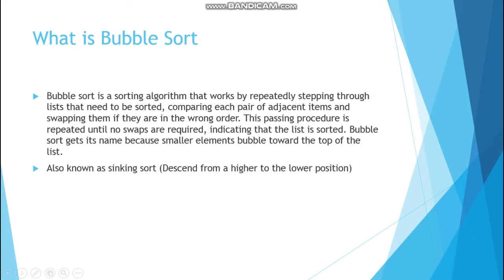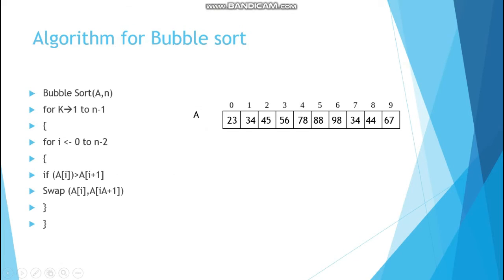Bubble sort gets its name because smaller elements bubble towards the top of the list. So the student with the smaller height will come at the first position, or the number with the least value will come at the first position, or vice versa. The student with the largest height bubbles out at the last position in the list. It is also known as sinking sort, for descent from a higher to a lower position.